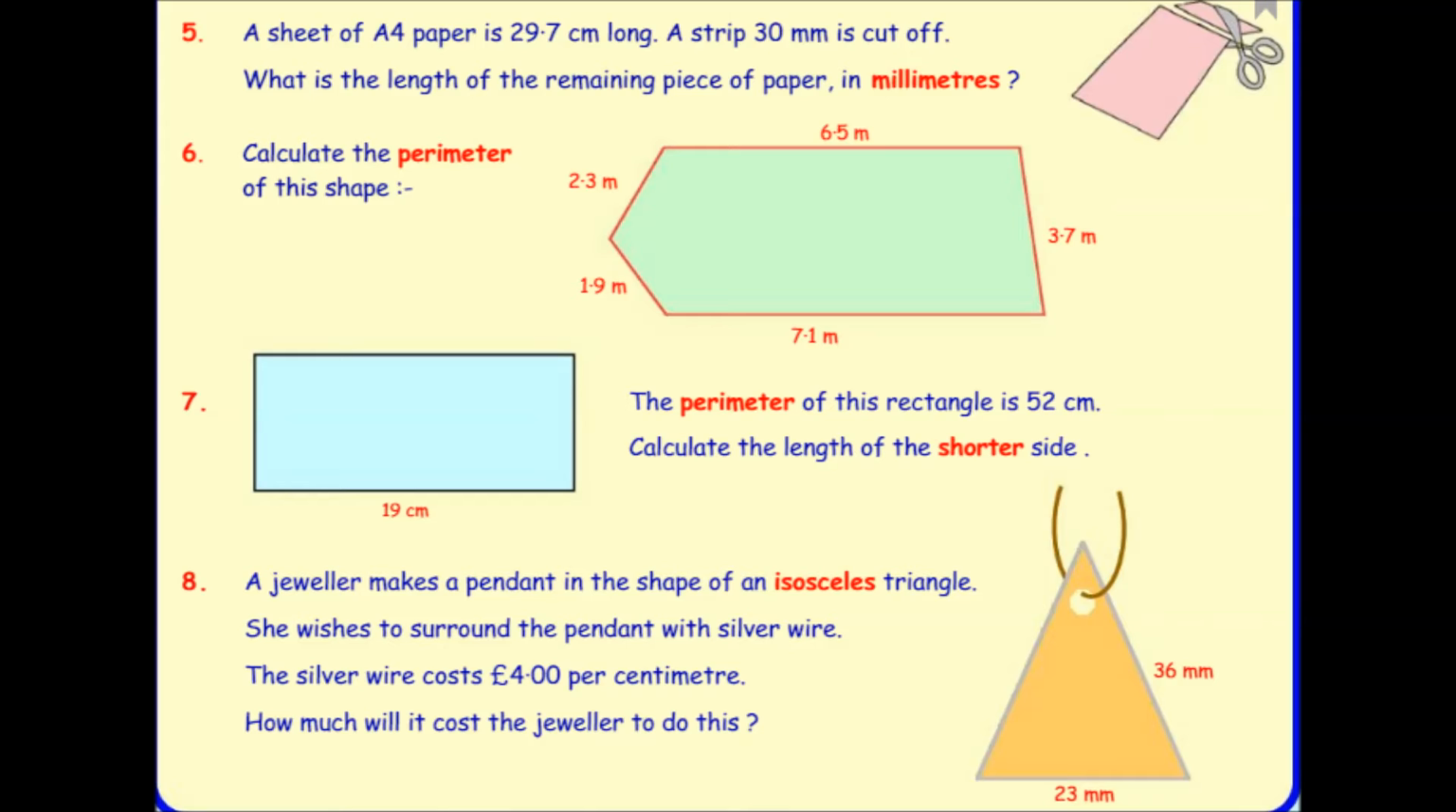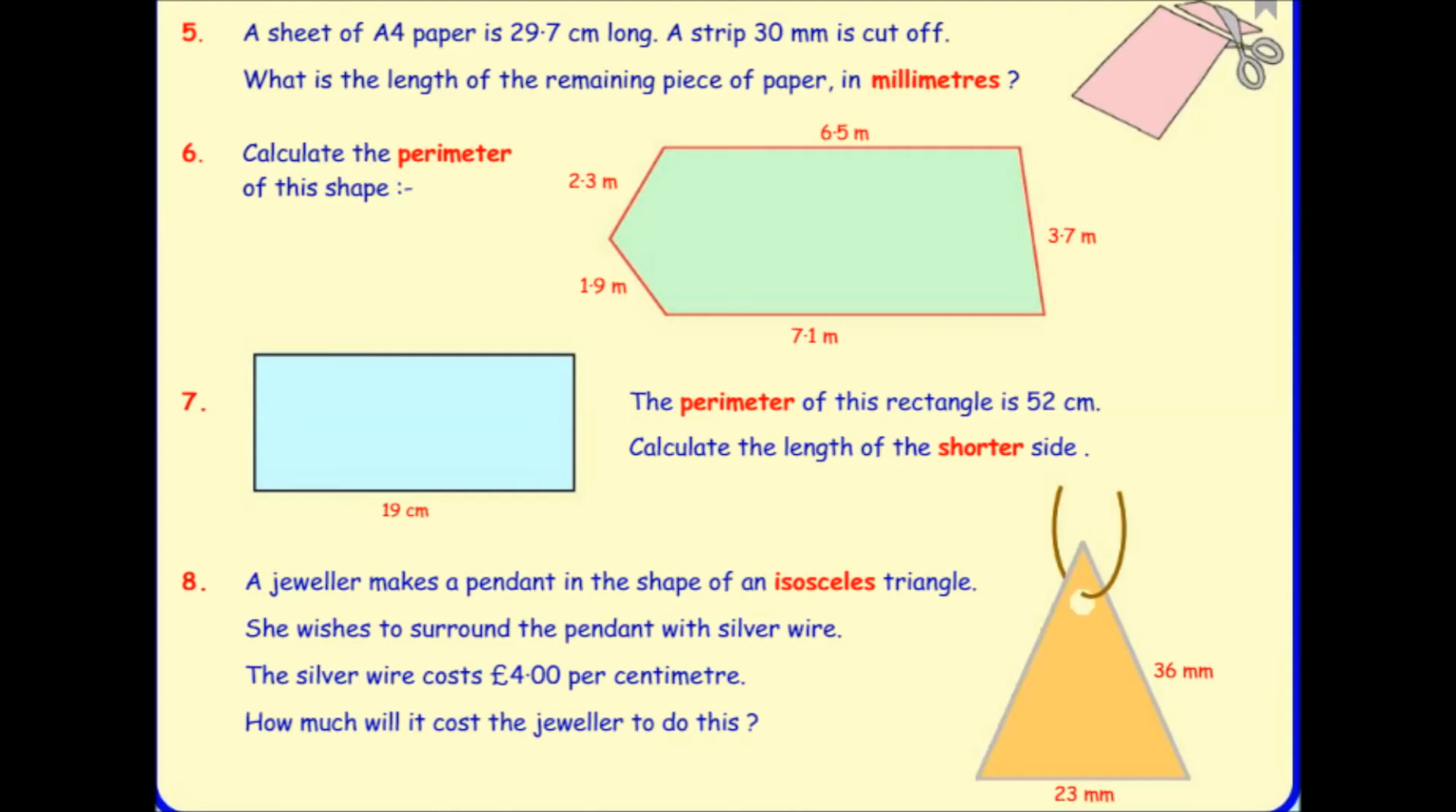6, calculate the perimeter. Now the perimeter is the line round the outside. Okay, so I'm going to tell you how to do 6. You're going to have to work out how to do 7. Basically, you're going to add together each of these lengths. Okay, that's how you're going to calculate the perimeter of that pentagon.